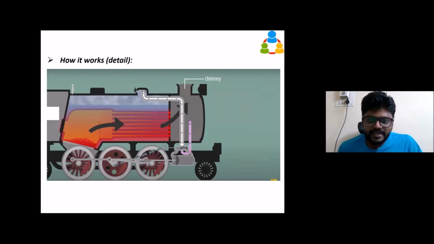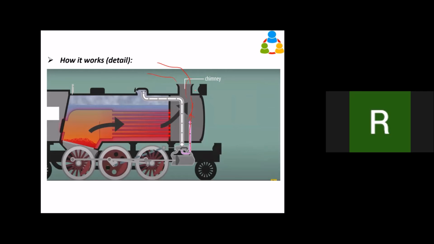So these exhaust gases will be given into the smoke box, and whatever hot gas comes from these fire tubes also comes out of this and will go out of the chimney. So that is what you are seeing as steam coming out of the steam engine.